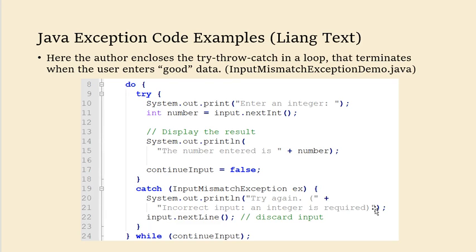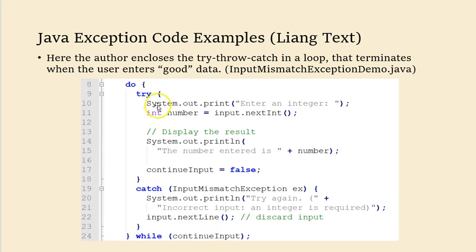Here's an example where the author encloses a try, throw, catch in a do loop. So they ask you to input an integer, and no matter what you put in, if it's not an integer, it will just keep going through this loop, saying again and again, hey, you have to give me an integer. And then as soon as the user puts an integer in, it works. Why does this work this way? Because you're trying: okay, give me an integer. They give me an integer. If everything worked out fine, continueInput equals false, and now you've triggered your way out of that loop.